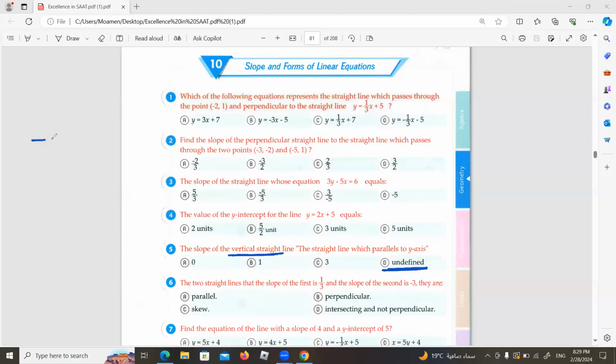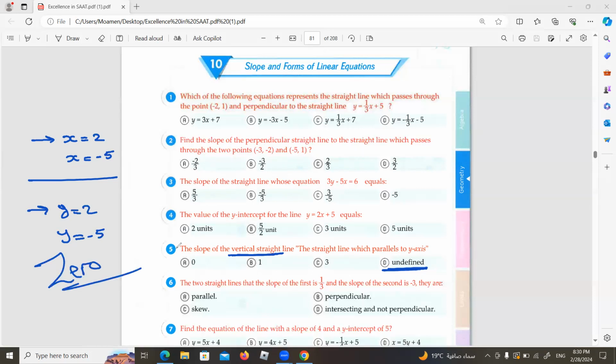If you have a vertical line, it will be x equals a number, x equals 2, for example, or x equals negative 5. So this is a vertical line. If you have any equation x equals, you must know that the slope is undefined. There is no y in the equation. And vice versa, if you have y equals 2 or y equals negative 5, you have a line parallel to the x-axis, a horizontal line, and the slope here will be 0 directly. Okay?